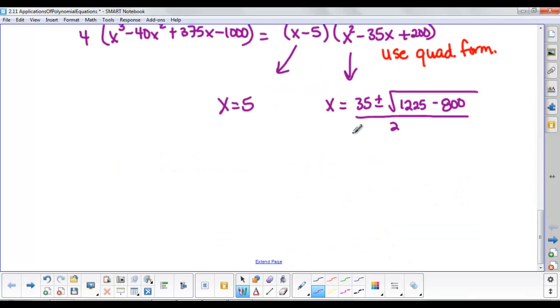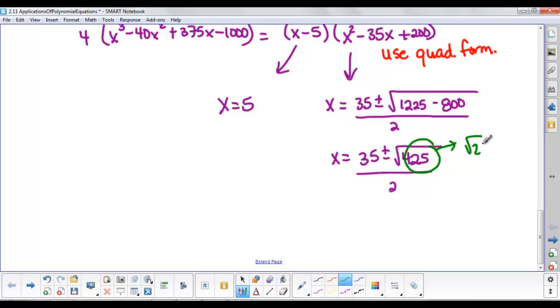Alright, so if we simplify that a little bit further, we get 35 plus or minus the square root of 425, all over 2. Now you want to try and simplify the square root of 425. So if we do a little bit of side work, 425 can actually be broken down into square root 25 and square root 7, which is really nice because we know what the square root of 25 is. So this simplifies to 35 plus or minus 5 root 7 all over 2.